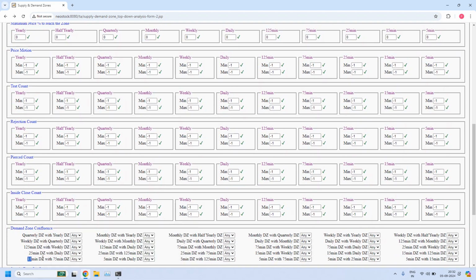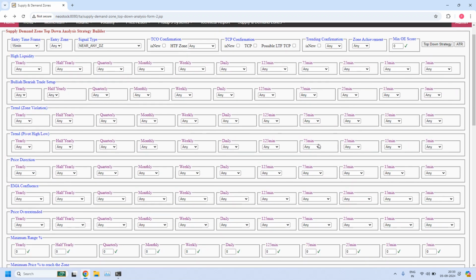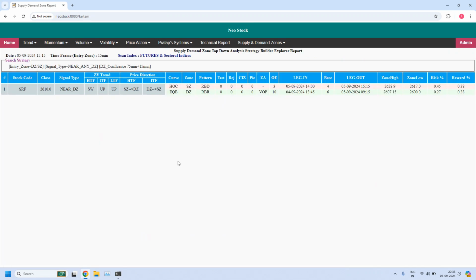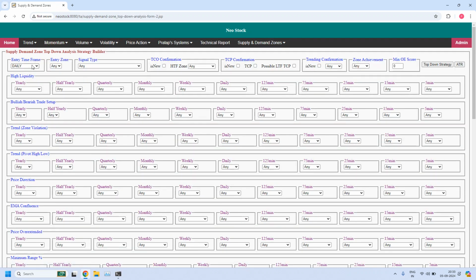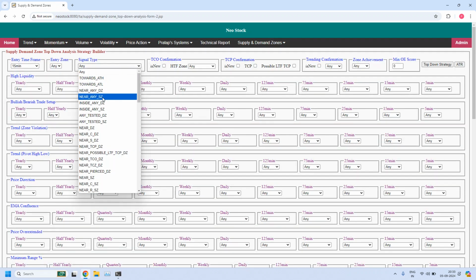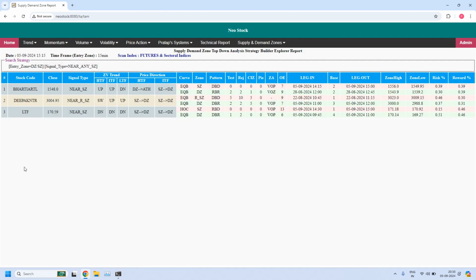That is the 15 minutes demand zone with 75 minutes demand zone. I am enabling the filter. So only SRF is having a HTF confluence. Okay, next, for 15 minutes time frame, let us find the stocks near 15 minutes supply zone. 3 stocks are filtered.